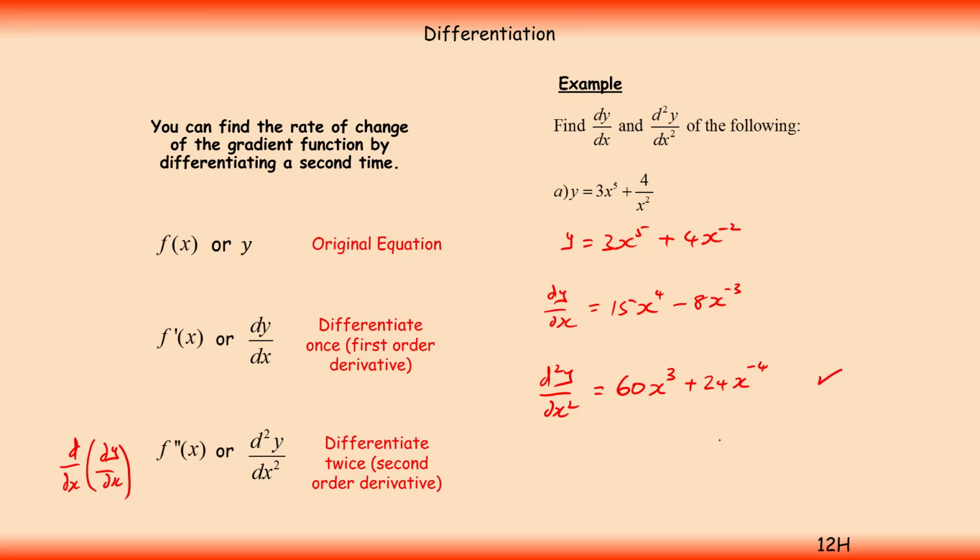That's fine, I'm happy with that. Or you can write it as 60x cubed plus 24 over x to the power of 4. Either way, I tend to prefer this, but you need to be aware of this as well. Okay, good. Hit pause, write the example down. Once you've done that, hit play, and we'll look at one more example.